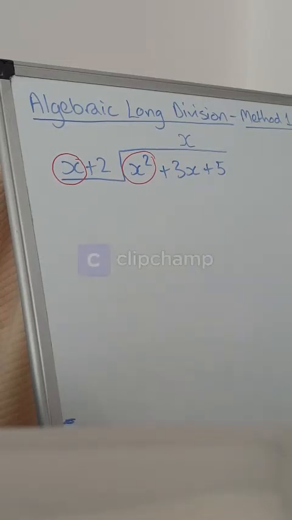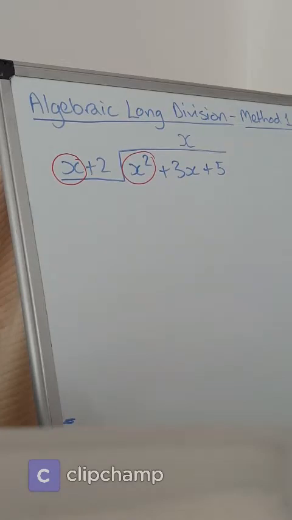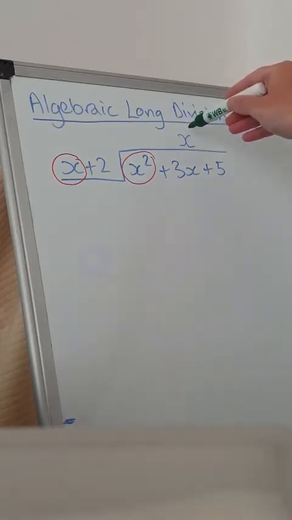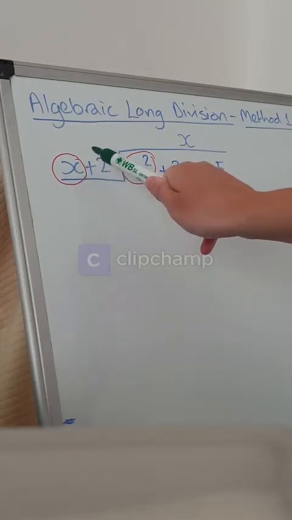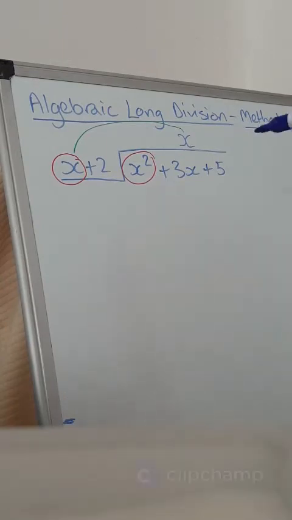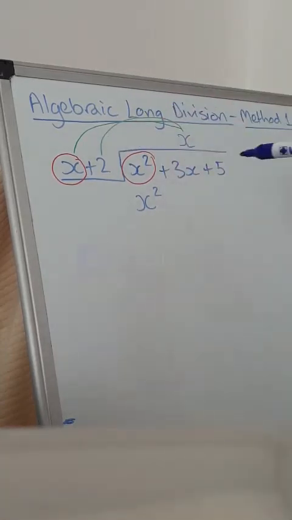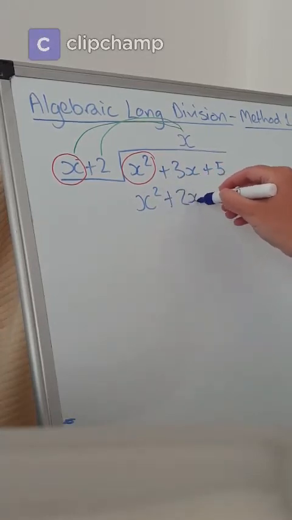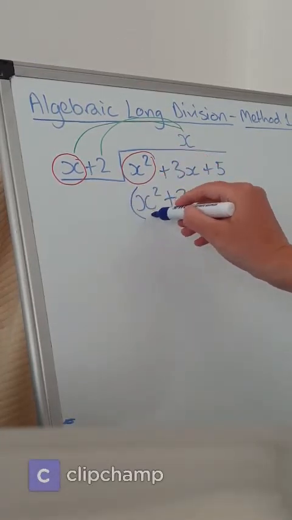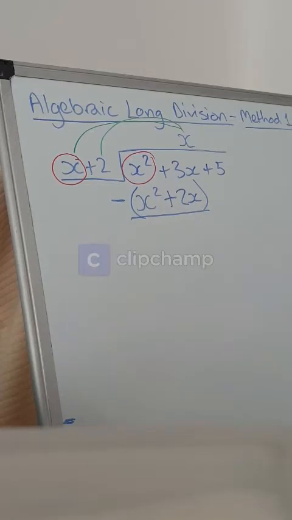Now, just like we did with numerical long division, we want a term down here that we can subtract. In order to get that, I'm going to take my answer of x and multiply it by each term here. So x times x gives me x squared, and then x times 2 gives me plus 2x. I want to subtract all of that from above, so I'm going to put it in a bracket to show that both terms are being subtracted.